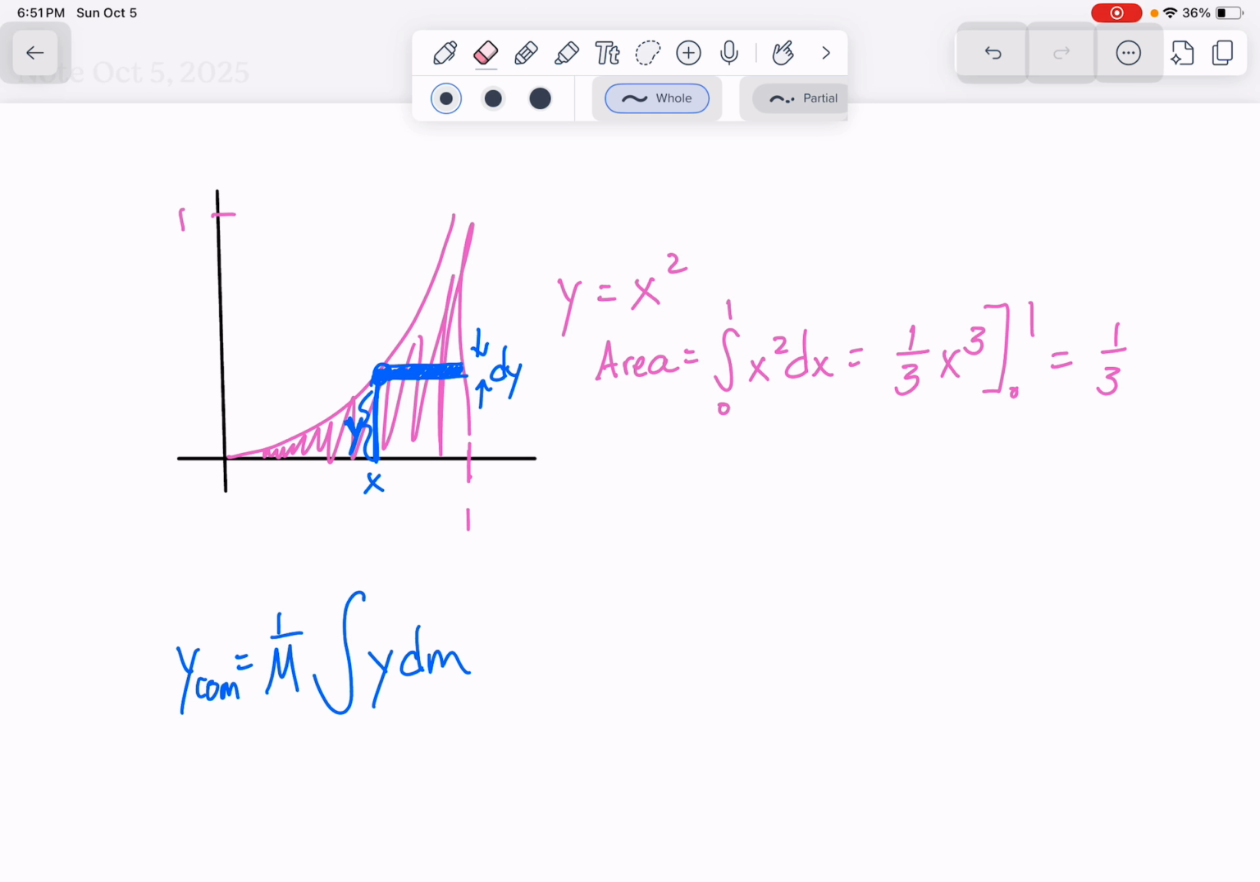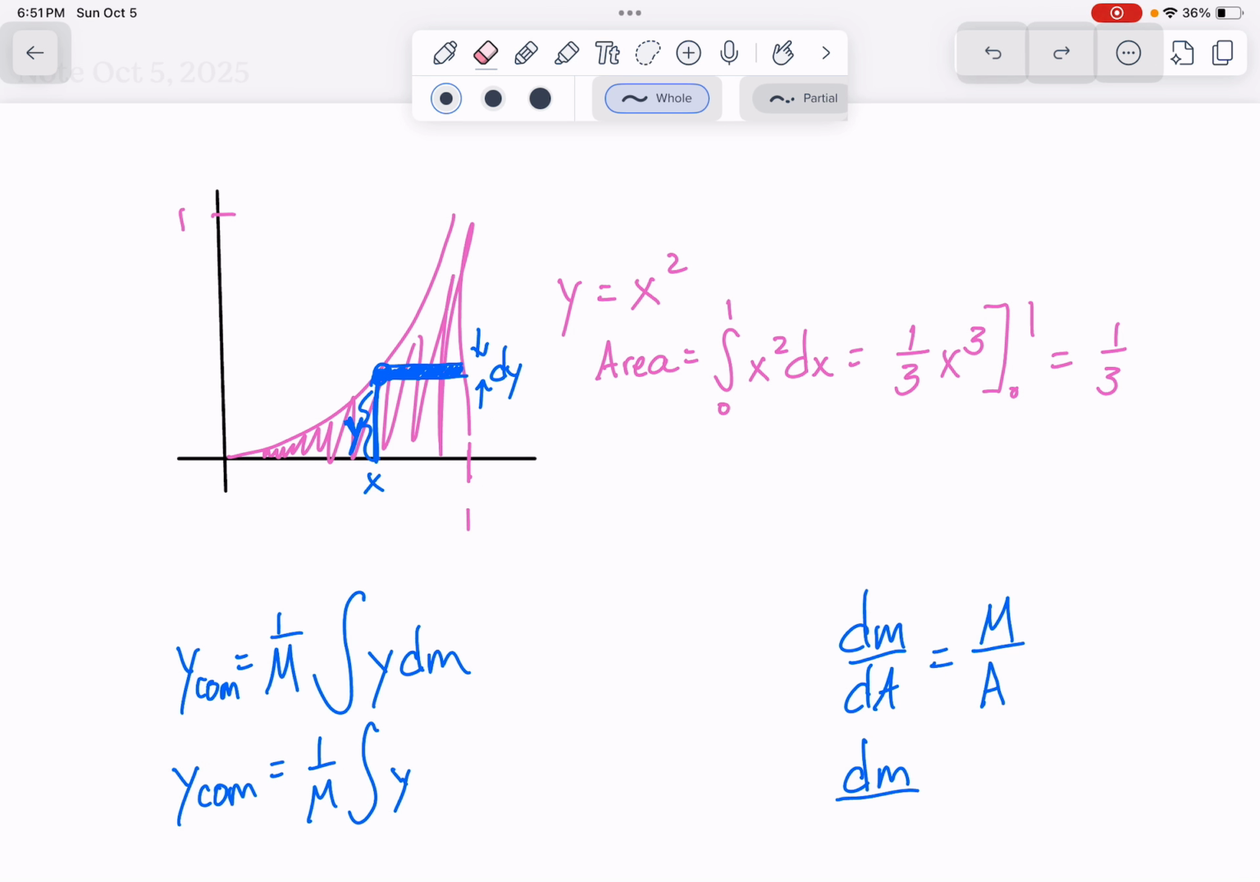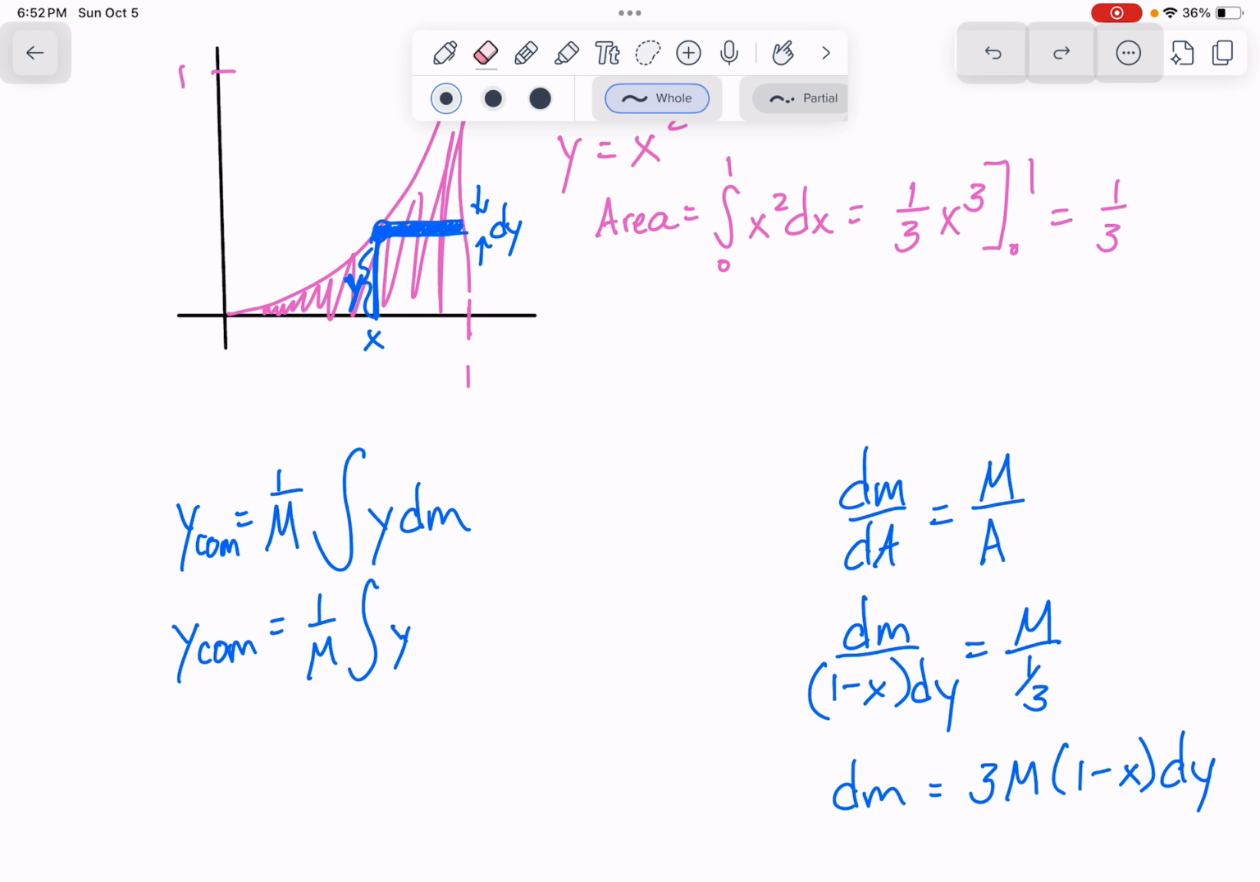Then I'm going to use the normal center of mass equation, which is 1 over m times the integral of y dm, but I need to know what dm is. So I'm going to use dm over dA equals m over A, saying that the density is constant throughout. The area of that little slice is the piece from x to 1, which is 1 minus x, times the vertical height dy, and that equals m over A, where I know that the area from above is 1/3. Then I'm just going to use some algebra to figure out that dm equals 3m times (1 minus x) dy, and plug that in over in the center of mass equation.